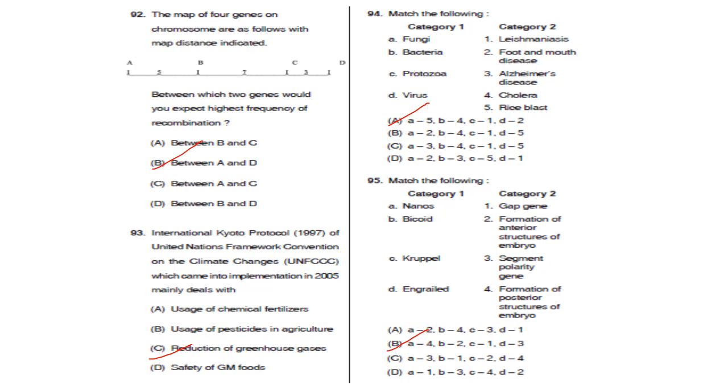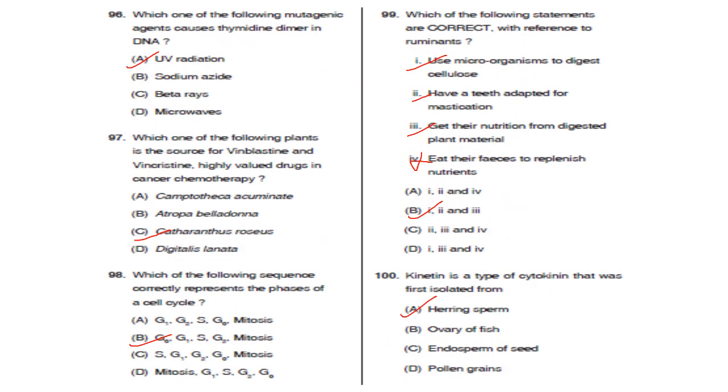Then next one, okay, these are the various developmental genes in Drosophila. So Nanos is for formation of posterior structures of the embryo. Yes. Bicoid is for the anterior structures of the embryo. 2. Kruppel is a gap gene and engrailed is a segment polarity gene. So the answer is option B.